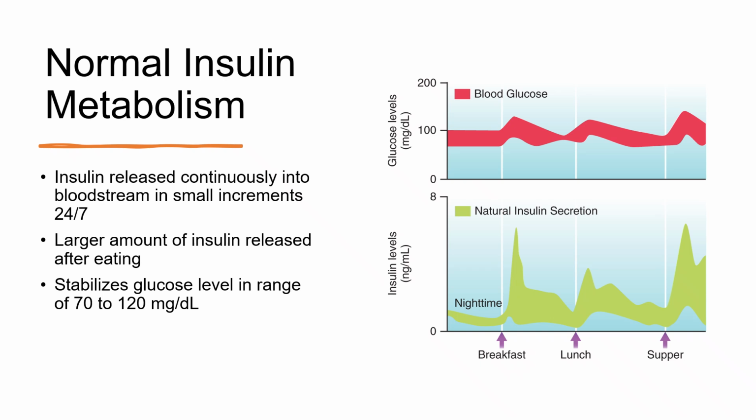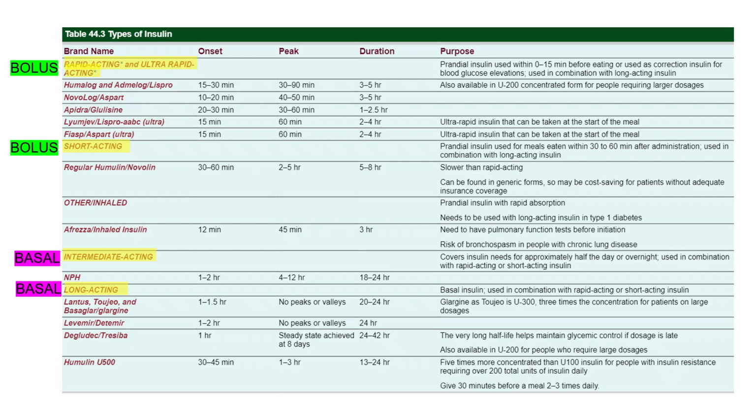So the first bullet here where it says insulin is continuously in the bloodstream in small increments, that's going to be our basal insulin. And then the second one, where insulin is given for a meal, that is our bolus. So if you look at this table with the types of insulin, you see bolus, bolus, basal, basal. So we are going to bolus a patient when they are eating. These are short-acting, rapid-acting insulins. It's just aimed to cover whatever that patient is consuming at that time.